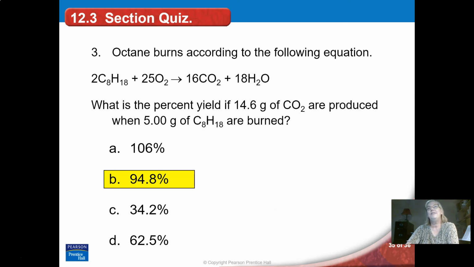It's a really important section as well, so make sure you're understanding all this math.